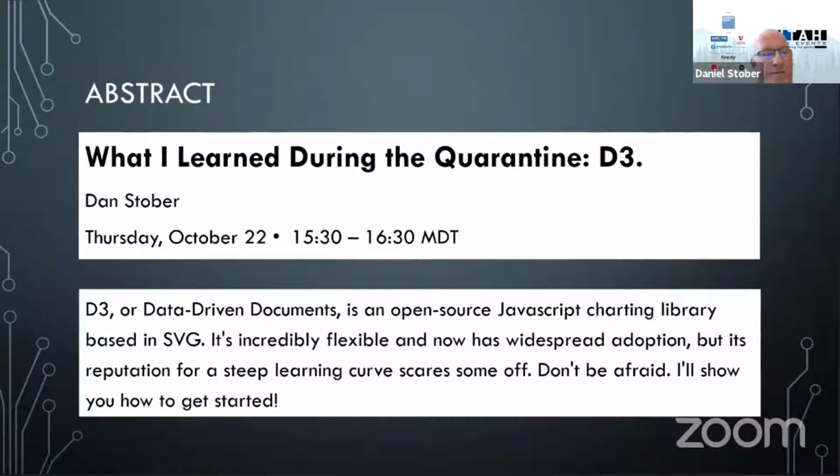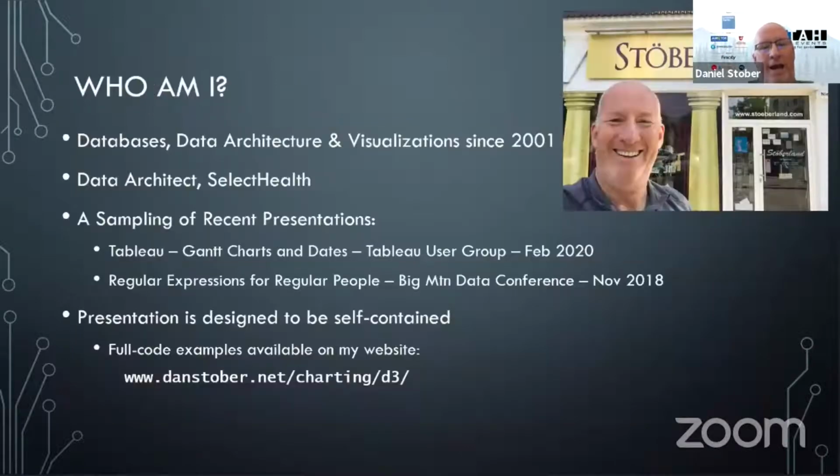This is the abstract of the course right here. I won't read the whole thing, but I'll just tell you that in brief, we're starting at square zero. So we assume basically no knowledge at all of D3. And by the end of this session, we will build a simple chart, but give you some guidance on how you could go much further than that.